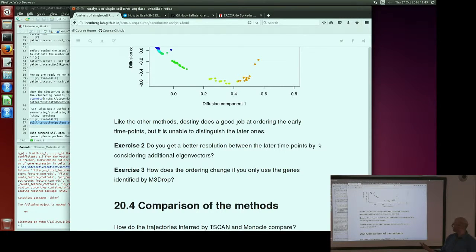So at least when I did it, I didn't really see that much. At least, particularly for the later time points, it seems very difficult to resolve. So you get a little bit of a split, but not much. And the same thing for exercise 3: if you use a different subset of genes, it actually doesn't change very much. It seems to be quite robust to what you're using.